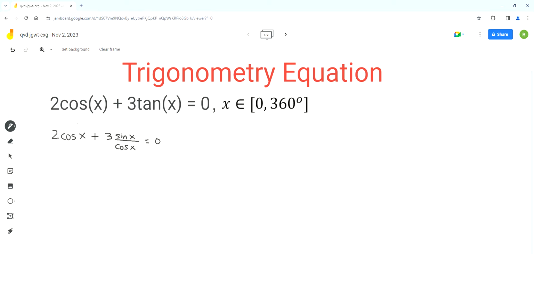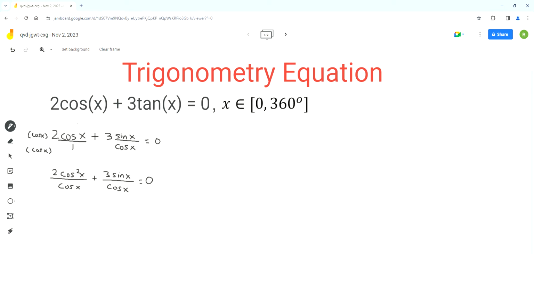Now we have to combine these two terms. So we have to find a common denominator. Now the denominator of cos x is 1. So here we'll have to multiply the numerator of this first fraction by cos x and the denominator by cos x. So we get 2 cos square x over cos x plus 3 sine x over cos x equals 0.